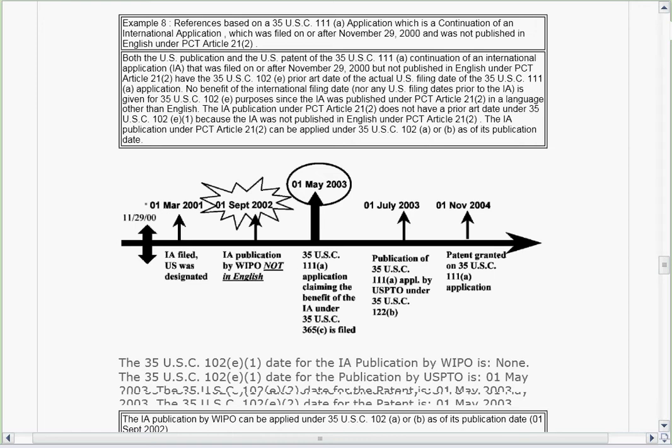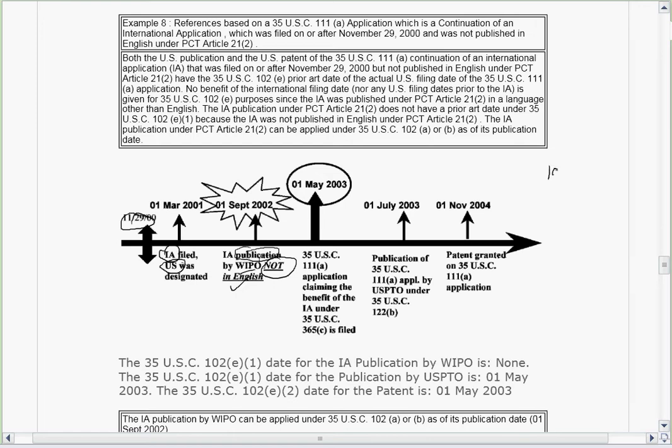Okay, you have an international application, US designated. It's after this date. We need to look for a WIPO publication. Uh-oh, not in English. Okay, this is new 102E. We're not meeting the requirements. Therefore, this publication is not a 102E date.